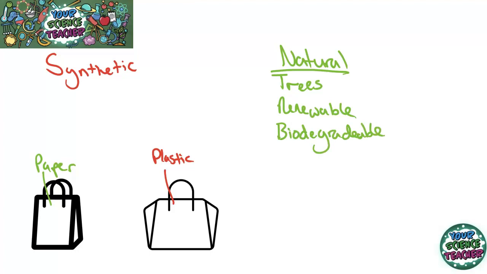So you might be saying, well, why do we even have synthetics? Well, this is because natural materials often do have some key disadvantages as well. For example, if we're using trees to make paper bags, this requires lots of land. It's the same with cotton. If you are growing cotton for a cotton farm, it's going to require a lot of land which could be used for other things. Also, it can be quite an expensive material to process, so we have found alternatives, and this is where synthetic materials come in.